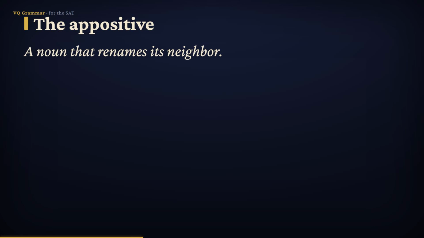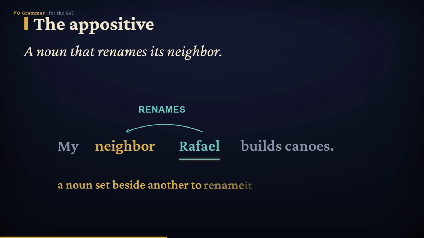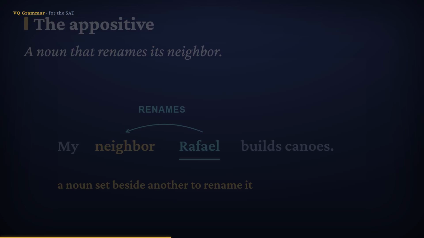Now a different structure, the appositive. An appositive is a noun or pronoun placed right beside another noun to identify or explain it. "My neighbor Rafael builds canoes." Rafael sits right beside neighbor and tells us exactly which neighbor. It identifies him. That's an appositive, a noun set next to another noun to rename or pin down its meaning.